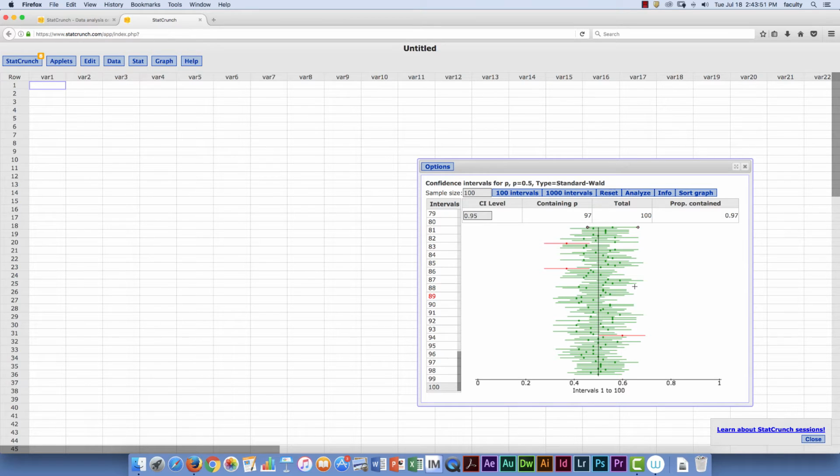And again, we can see the vast majority are green. In this case, 1, 2, 3 are red. So again, 97 of them do contain the population proportion, and 3 do not. So this idea of creating a 95% confidence interval means that this method we're using should work about 95% of the time, and we can see that it did. So that's an example of a simulation of what it means when we create confidence intervals.